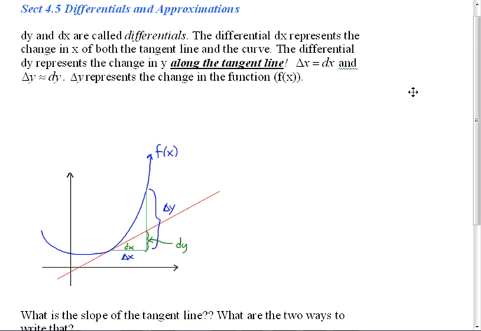Differentials and approximations. In this chapter, we have been studying what a derivative tells us about a function. Lots and lots of properties about functions. After I get through this.